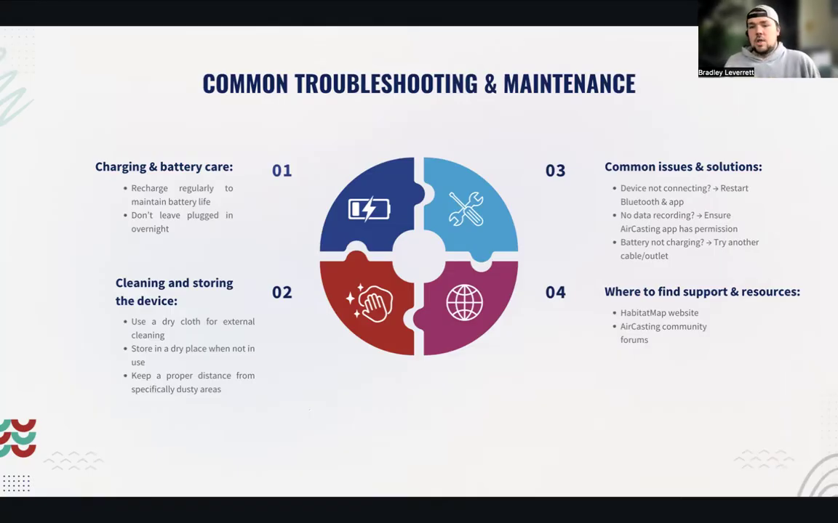Common issues and solutions: device isn't connecting, restart the Bluetooth and the app, or restart your recording device. No data recording. Make sure that your Aircasting app has permission to actually record data. It will prompt you to accept or deny the Aircast the first time you use it. So just make sure you're hitting yes to those icons and whatnot. And then the battery not charging, try another cable or outlet. It's always very possible for something to be going wrong in that realm.